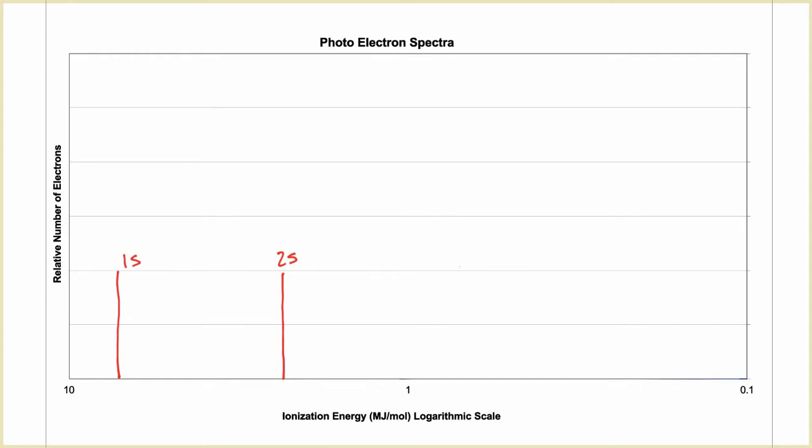How tall does it have to be though? It has to be 6. Be specific. 3 times, because the P holds how many electrons? 6. And the S holds how many? 2. 2 times 3 is 6. I think if I'm not mistaken, it goes all the way to the top. Is that correct? Yeah. Oh, that's a terrible line. It's better. So that's the 2p.